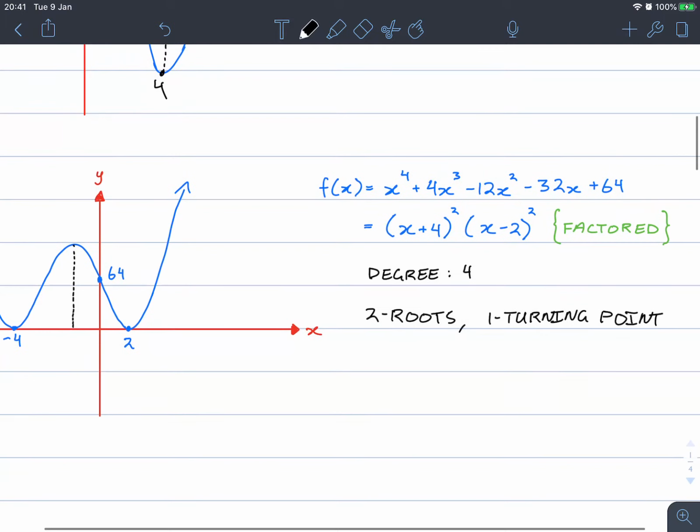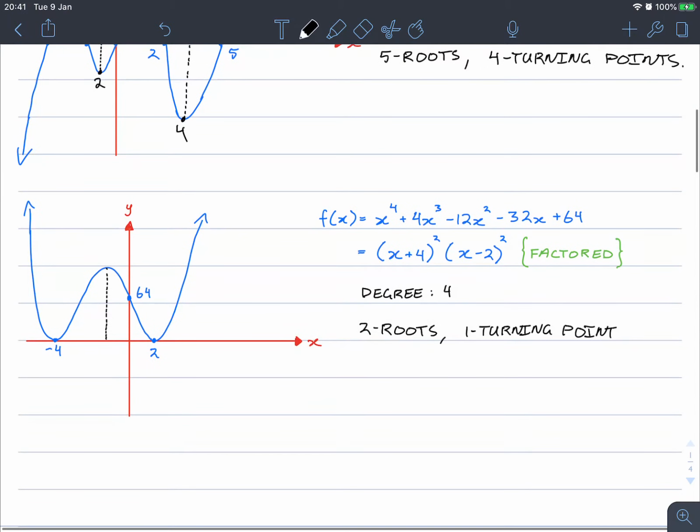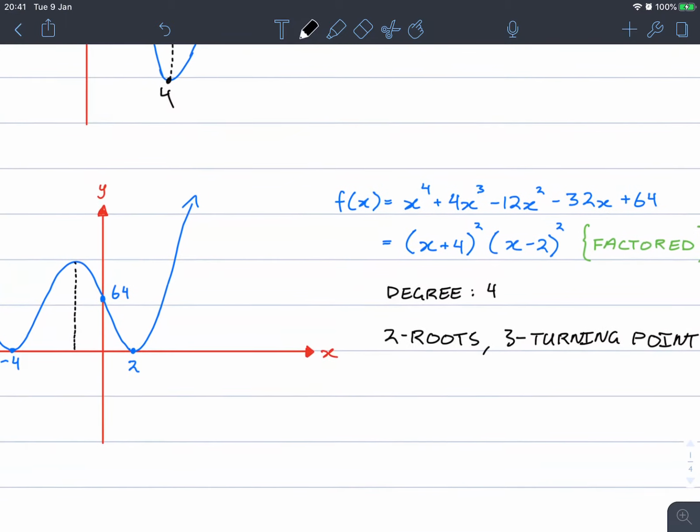Take a look once again. We have this polynomial, degree 4. Sorry, I miscounted here. It should be 3 turning points. When we factorize this, it has 2 roots, negative 4 and positive 2.